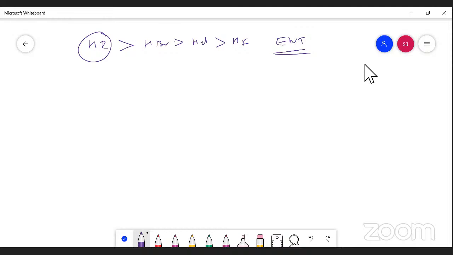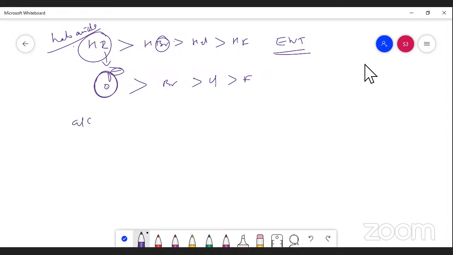Why? Because iodine is bigger in size, its atomic size is bigger, and here the I minus with negative charge is also greater in size than bromine, than chlorine, than fluorine. This is the reactivity of haloacids. Now the reactivity of alcohols.